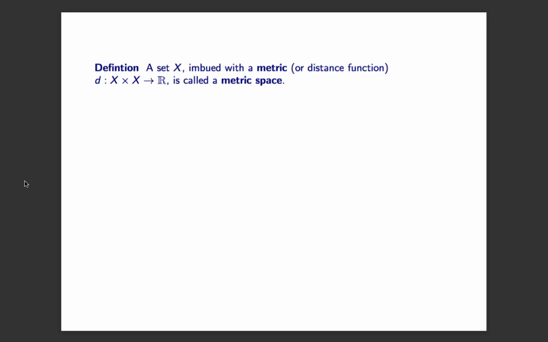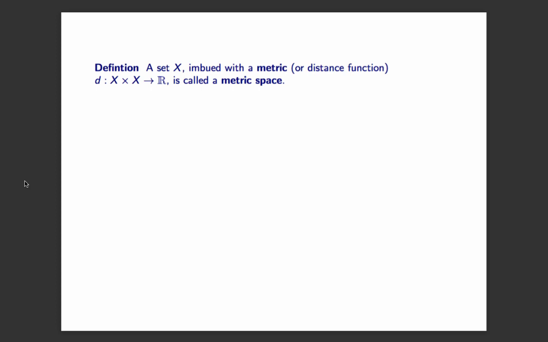A set X, right? A set of what? Well, a set of things. We'll talk about what different kinds of things we're going to discuss, but for now, an arbitrary set X imbued with the metric or distance function is called a metric space.